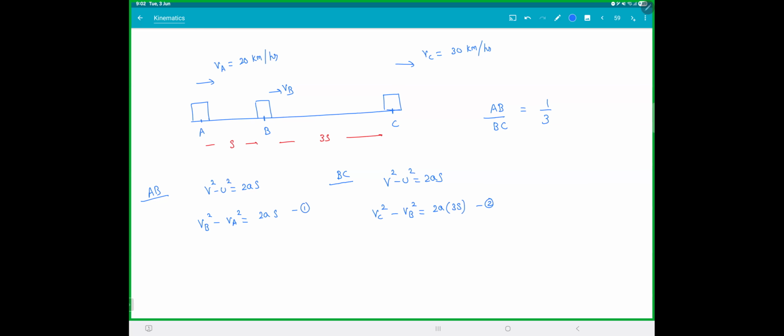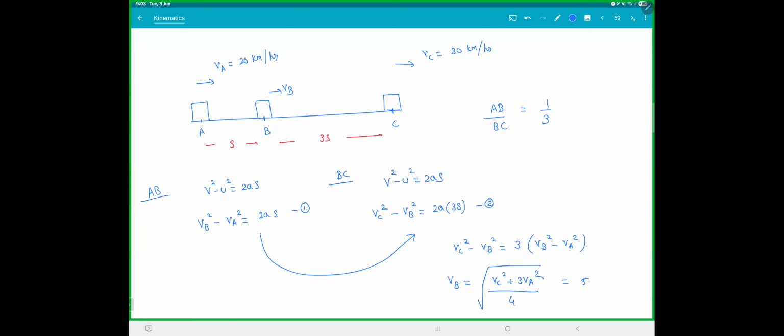Equation 2, equation 1, just divide them. Or just take this and substitute here. You will get VC square minus VB square will be 3 times 2AS, which is VB square minus VA square. You want to find VB, bring it to one side, you end up with the root of VC square plus 3 VA square by 4. There, that's your answer. You can put down the values and check it out. VC, VA values, everything, you know.